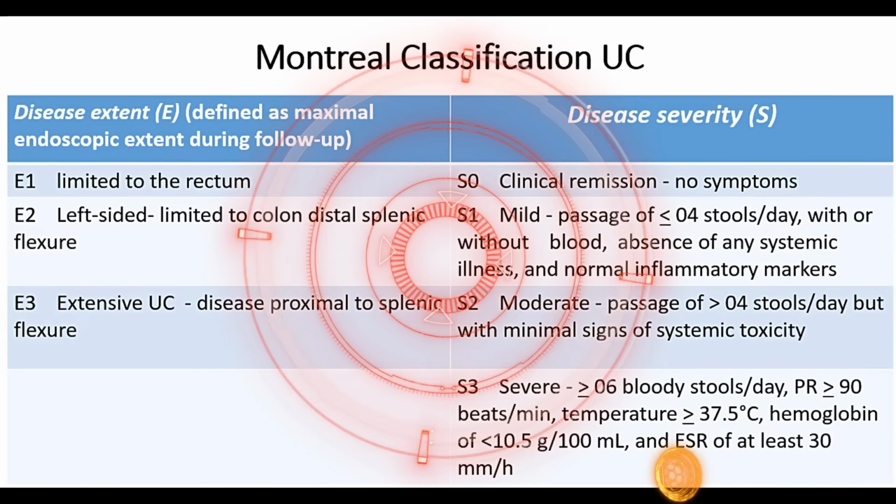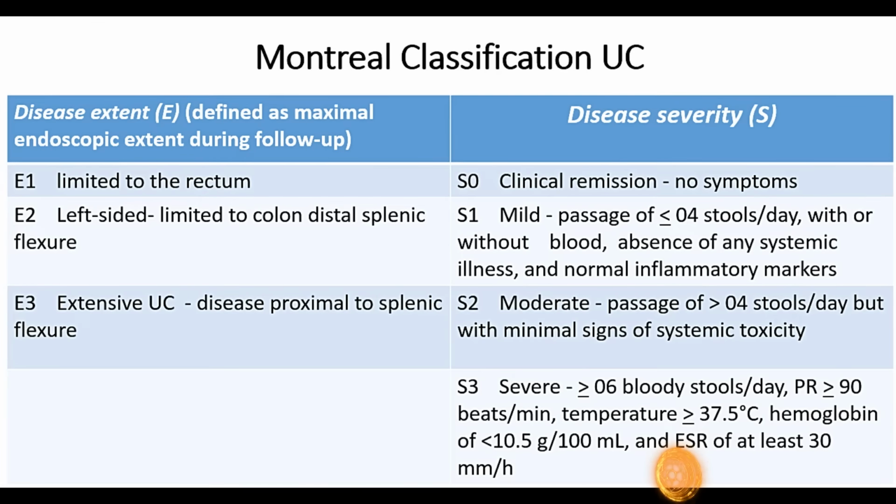This is the Montreal Classification of ulcerative colitis, and we have to remember this. It classifies ulcerative colitis based upon disease extent, that is E, and severity, that is S. The disease extent is of three types that I have already discussed. That is, it is limited to the rectum, that is E1, or if it is left-sided, below the splenic flexure, then it is E2, or if it goes proximal to the splenic flexure, then it is E3.